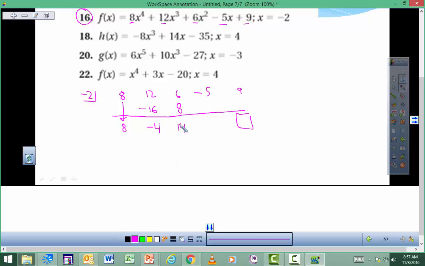-2 times 14 is -28. Okay? 28 and 5, -33. Is that right? And then negative times a negative is a positive, so this is +66. And 66 plus 9, 75.